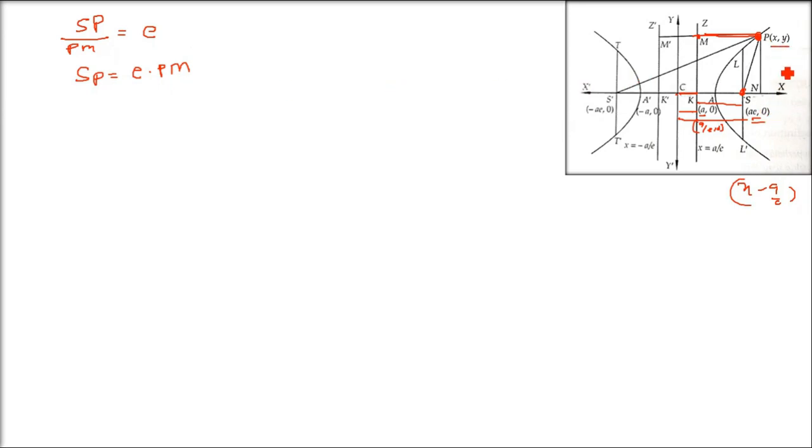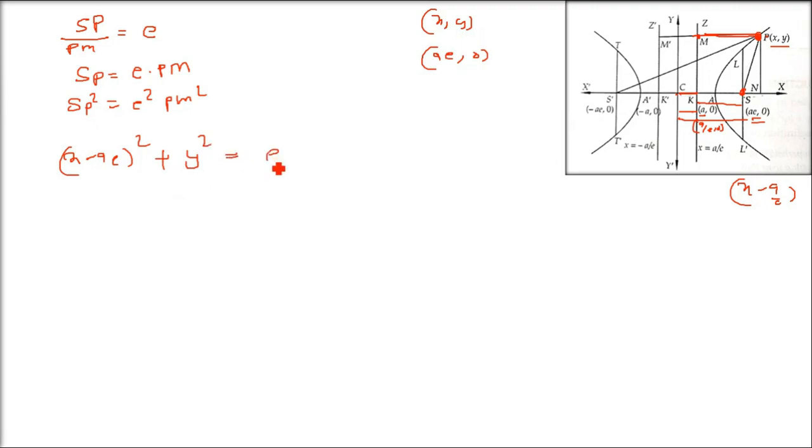So SP is what? It's the simple distance formula. XY is what we have taken, and the S point is AE comma 0. Now you know how to find the distance between these 2 points. I'm just squaring this. I don't want to deal with the square root, so I'm squaring it. SP square equals E square PM square. What is SP? X minus AE whole square, plus Y minus 0 whole square, which is simply Y square, equals, what is PM square? PM, I told you, X minus A by E is the distance. Now square it. Okay. Now we are going to rearrange.